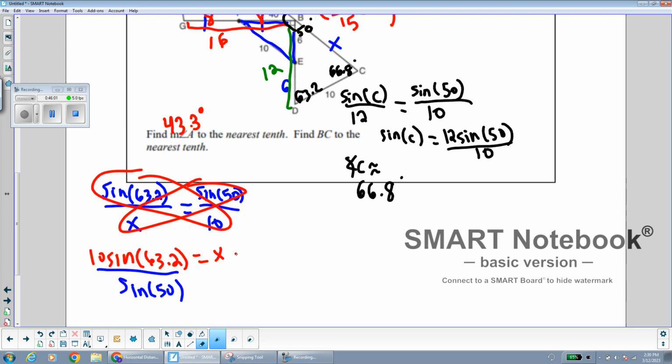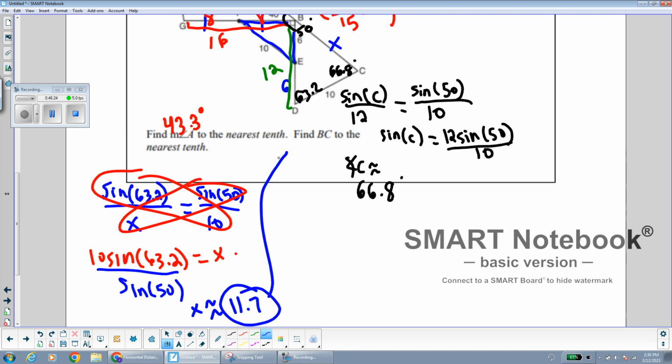In my calculator now, I'm just going to type this in. Let me get my fraction button to make life easier. 10 sine 63.2 over sine of 50. And to the nearest tenth, X is approximately 11.7. So BC is approximately 11.7.